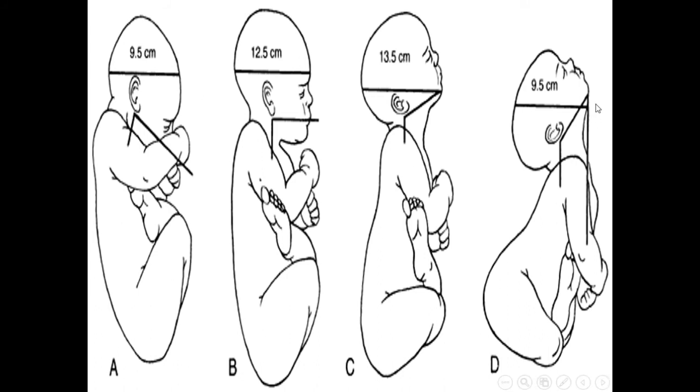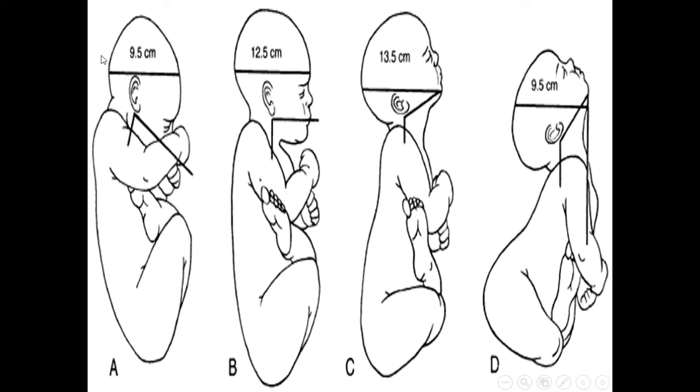So if it is completely flexed, we have suboccipitobregmatic 9.5. If it is completely extended, it is submentobregmatic 9.5 cm. Not flexed, not extended, we have what's called the mentovertical diameter, from the mentum to the vertex, which is 13.5 cm. It is a very large diameter. So when the head is not flexed and not extended, it can't be delivered normally, because it is larger than any diameter in the pelvis.